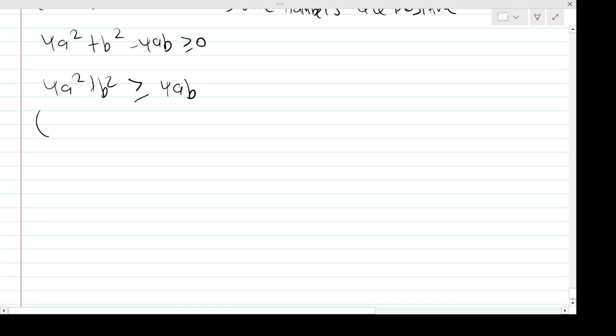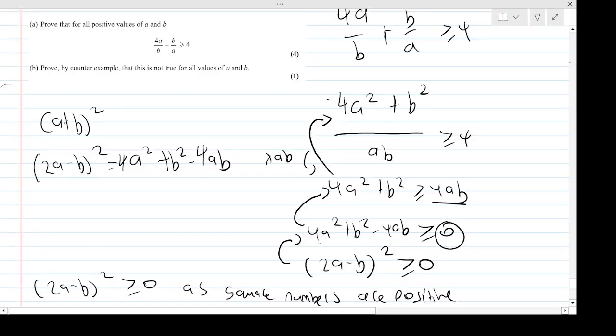So if I divide by ab, I get 4a squared plus b squared over ab, greater than or equal to 4. Again, the inequality stays where it is because ab is positive. So then I need to end up with that bit then. That's what we started with. That's the inequality we want.